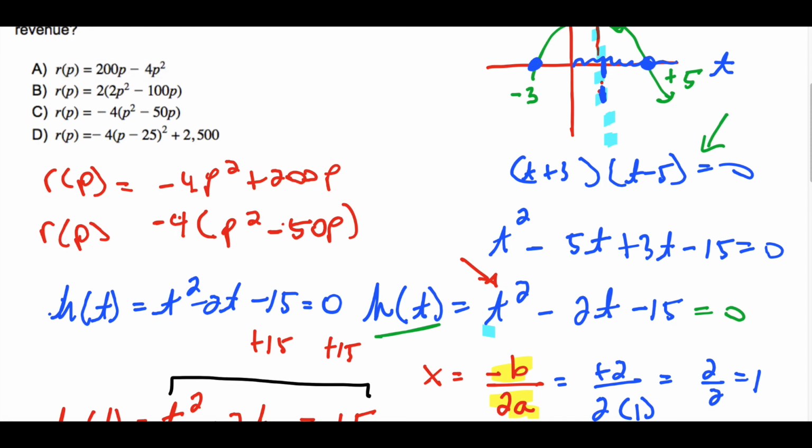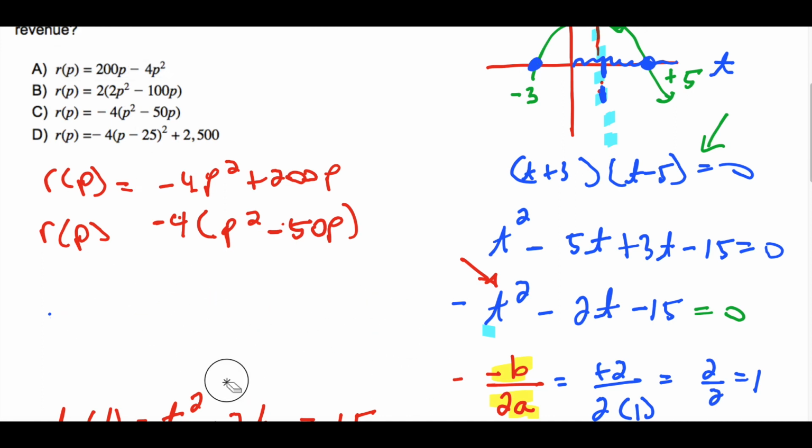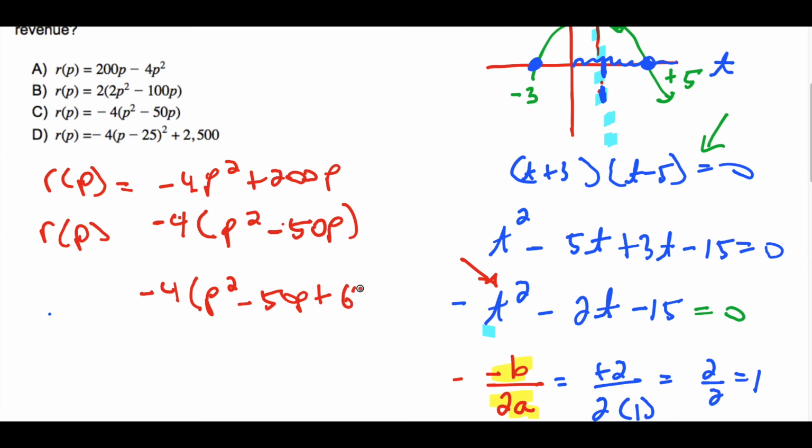Let me clean this up. Okay, go ahead. Negative 4, and then in parentheses, p squared minus 50p. And it's 25 squared. So 625. Yeah, okay, 625.